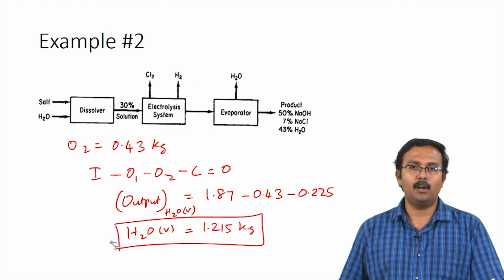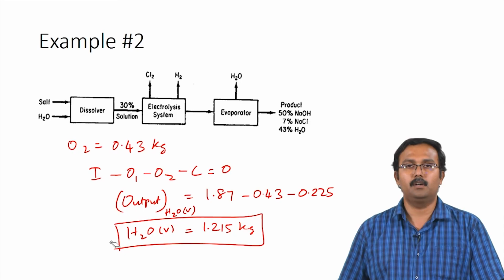With this we have solved this problem and identified all the basic information that has been asked for. In the next class we will look at a relatively more complicated problem with multiple processes and multiple units, and we will try to read the problem statement and draw up the flow chart which would then be used for performing the calculations.